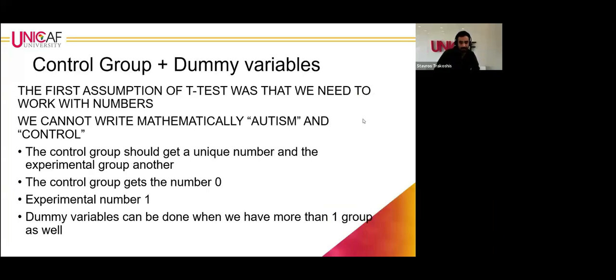The first assumption that we saw the other time was that we need to work with numbers. We cannot write mathematically autism and control. So the control group should get a unique number and the experimental group another. The control group usually gets a number of 0 and the experimental group gets a number of 1. That's why the name binary, basically.